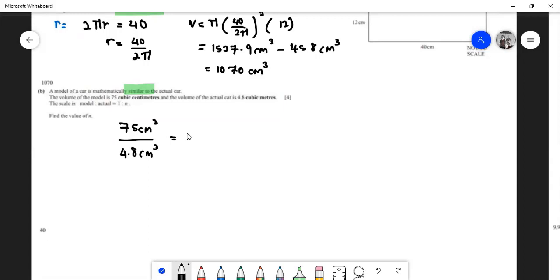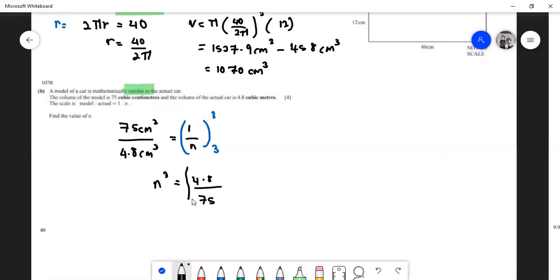They say the scale is model to actual. Model is 1, actual we don't know how much, so I'm going to put here 1 to n. As usual, our ratio is not in the correct domain, so I'm going to put a cube there to ease the calculation a little bit. Then we can just do our cross multiplication. So n cube is equals to 4.8 over 75, and then you're going to cube root it.